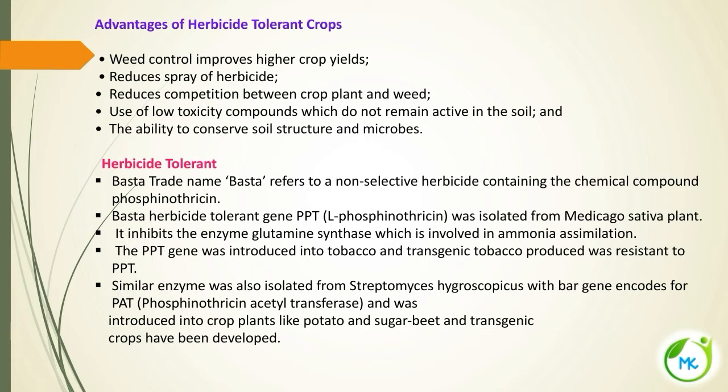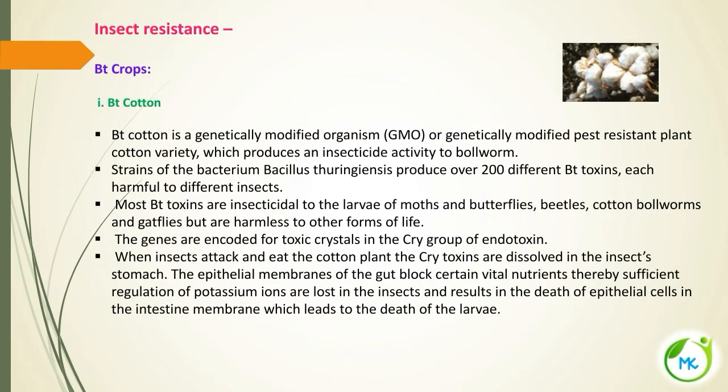So these both are herbicide tolerance, showing how a crop plant is made into a herbicide tolerant crop. The next topic is insect resistance. For insect resistance, we are going to see the BT crops, first BT cotton. BT cotton is a genetically modified organism, a genetically modified pest resistant plant.